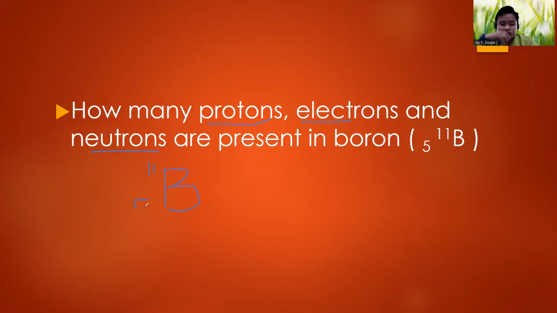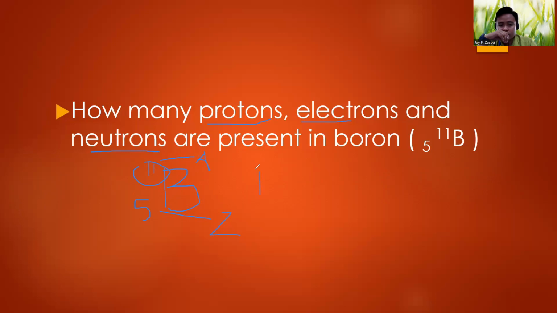In boron, 11 is the mass number. Take note of that, it is the mass number. We're going to write A here. And the 5 here is the atomic number, we write Z. To determine the protons, electrons, and neutrons, it's very easy. The atomic number is equal to the protons and equal to the electrons. So in a neutral atom, the electrons and the protons are 5.